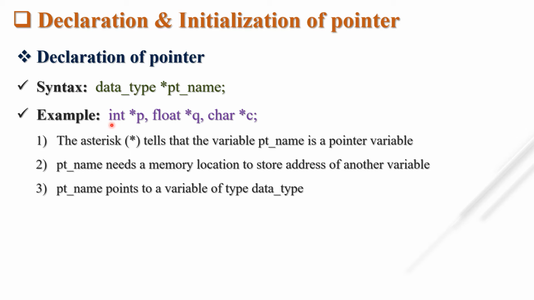If you declare int *P, okay. If I declare float *Q, then Q will store the address of a variable whose data type must be float. Similarly for char.